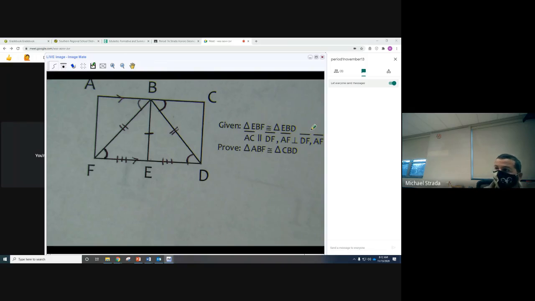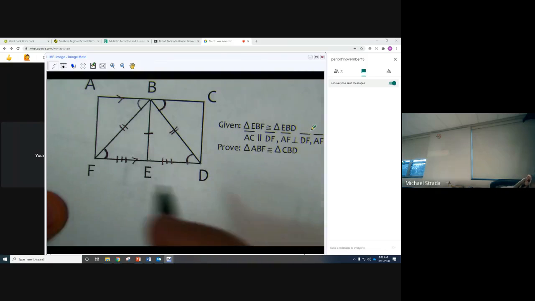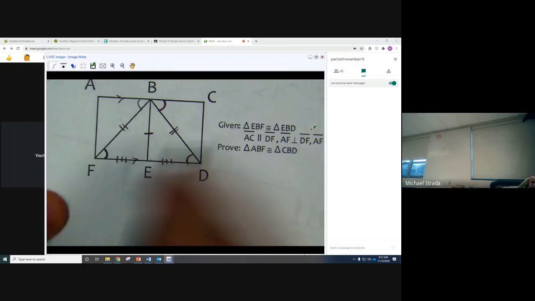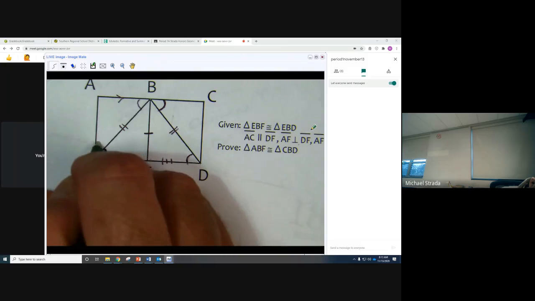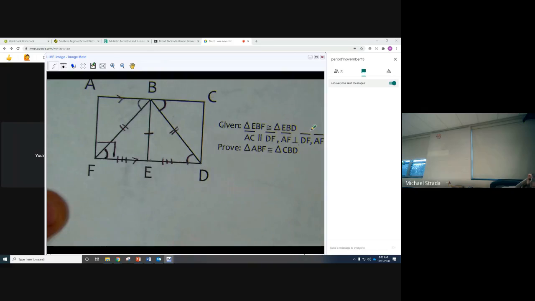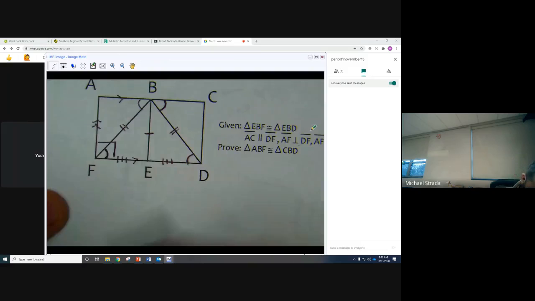Good thus far? Okay, so it says AF is parallel to DF, or perpendicular to DF. So that means this is a right angle there. And AF is parallel to DC, so they're congruent. They're parallel, sorry.